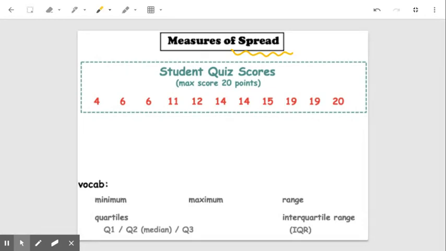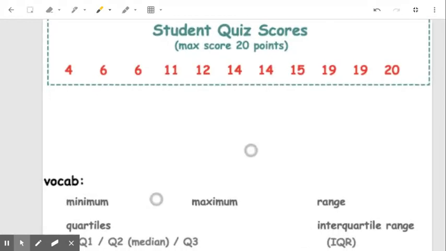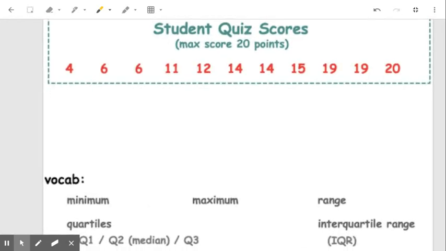Some of the words that we are going to talk about today, you've heard before, and some of them you may not have ever heard about. So we're going to go through this first example, and I'm just going to point out what some of these terms mean. First of all, we have what we call the minimum. Minimum means the lowest. So the minimum is the lowest value in a set of scores.